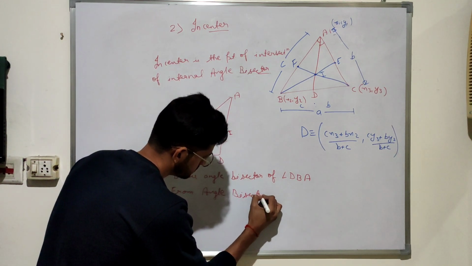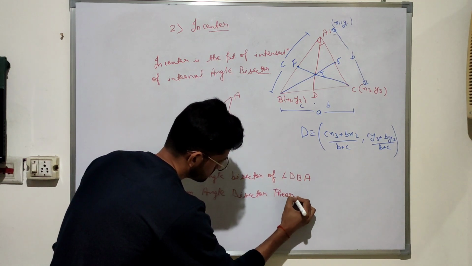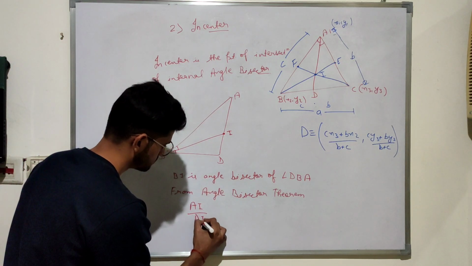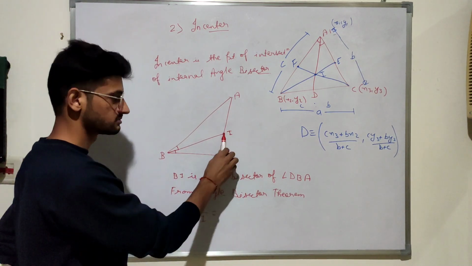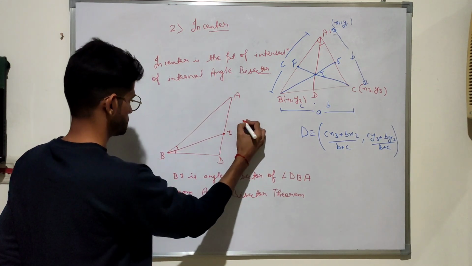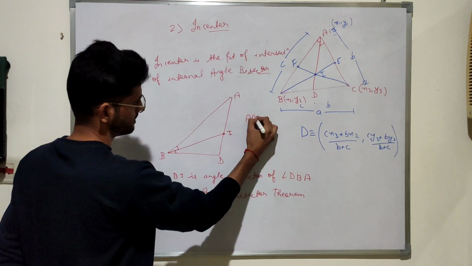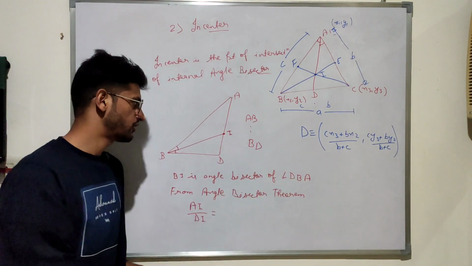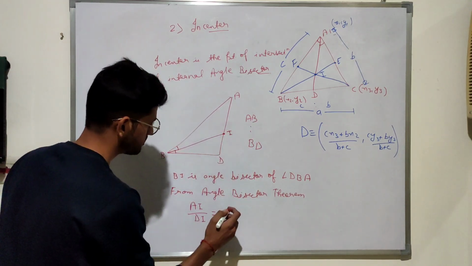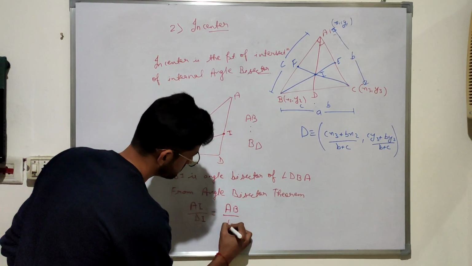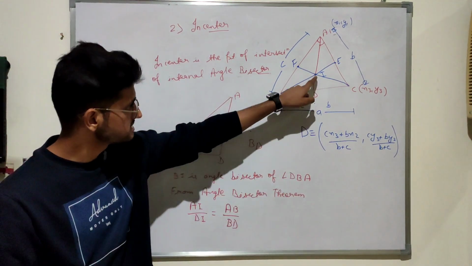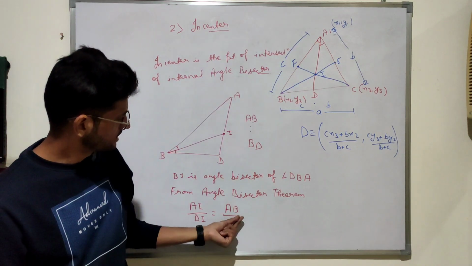From the angle bisector theorem, we know that AI upon DI is equal to AB upon BD. So basically point I is dividing side length AD in the ratio AB to BD. That is, AI upon DI is equal to AB upon BD. Similarly here also, point I is dividing side length AD in the ratio AB upon BD.